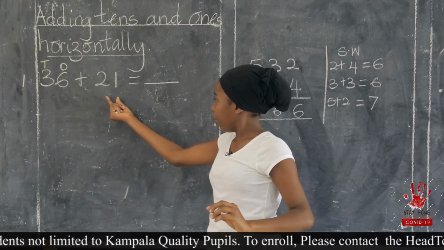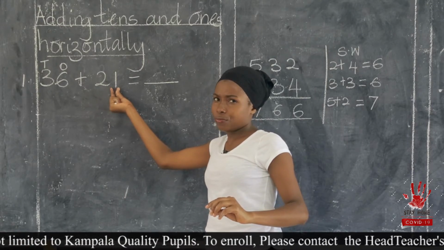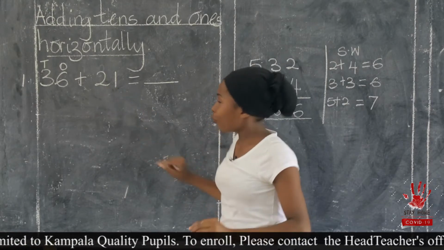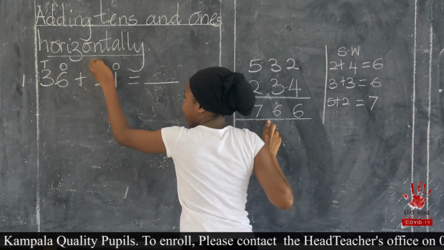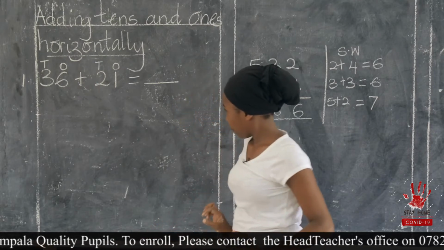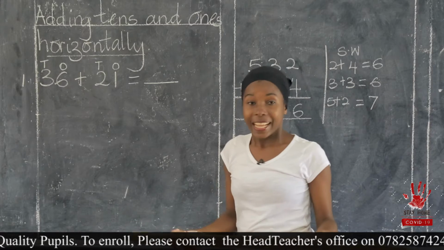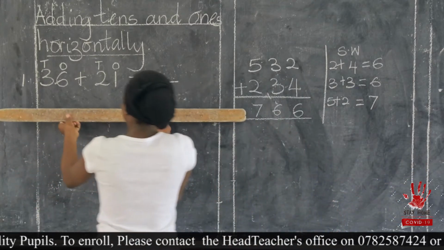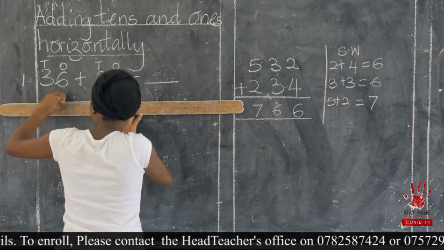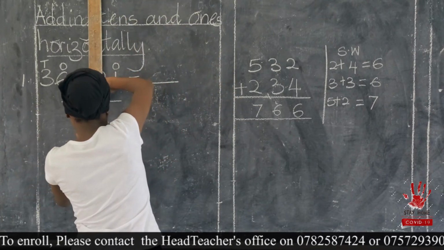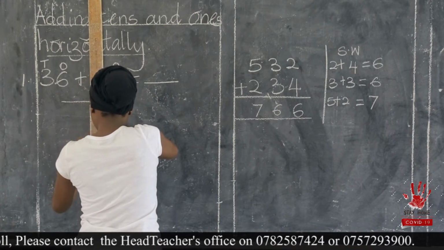You also come here. You have 21. In which place value is 1? Of course, it is in ones. And then the 2 is in tens. So when you reach there, you're not yet done. You get out your ruler. Since now you're adding numbers that are in two place values, numbers in tens and numbers in ones, you get a ruler and make this format.